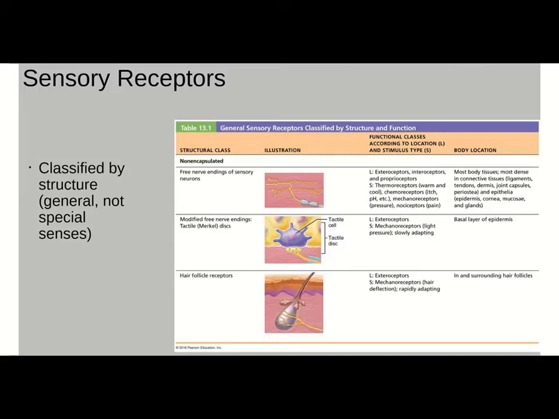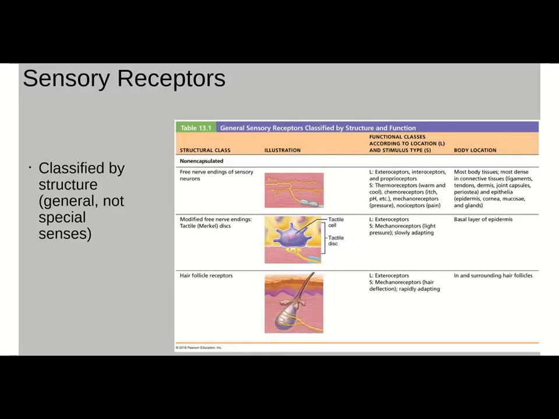So first of the non-encapsulated nerve endings, we have free nerve endings. Here the dendrites just spread through the tissue. There's nothing special about them. They're completely exposed. They spread through the tissue.